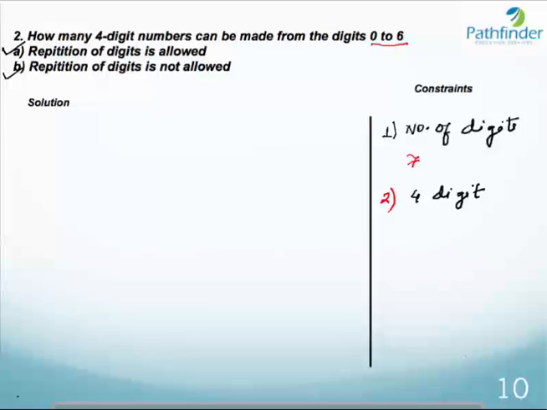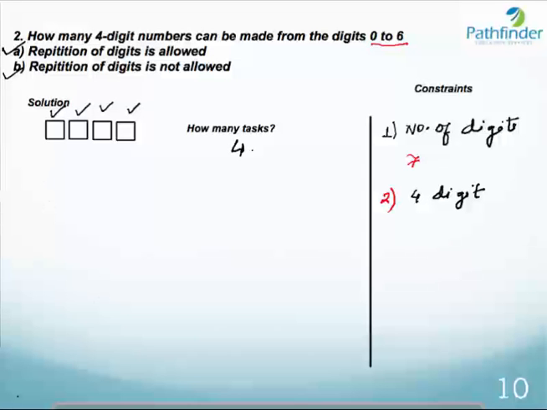Let us start filling up these places. So how many tasks are required? The number of tasks is 4. And which are these 4 tasks? Filling the units, the tens, the hundreds and the thousand place. So now how many digits can fill up the thousandth place? Since we have a total of 7 digits, out of which one of the digits is 0, the thousandth place can be occupied only by 6 digits, from 1 to 6. 0 cannot be placed in the thousandth place because it does not carry any value then.